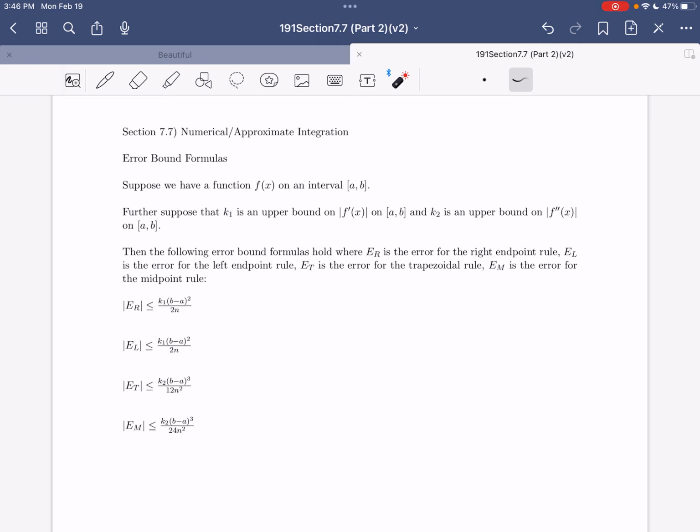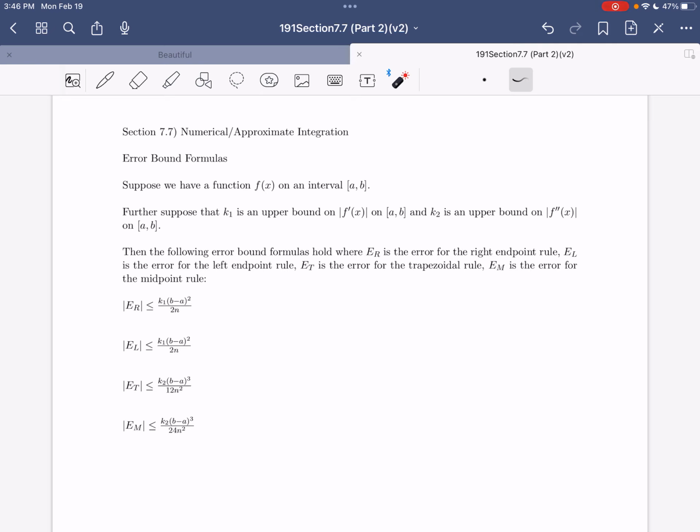All right, let's talk a little bit about what we're seeing in these formulas. The first thing you'll notice is that in each of the formulas, the b minus a component appears in the numerator. And that should make sense because the b minus a component is measuring the length of the interval that you are looking at the definite integral on. The larger the interval, the longer the distance that you're trying to estimate the area over, and that's going to make your approximation less accurate.